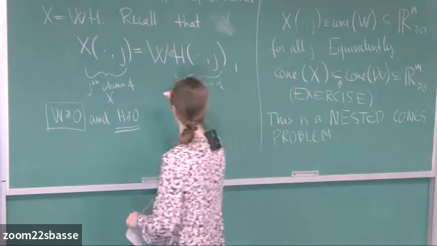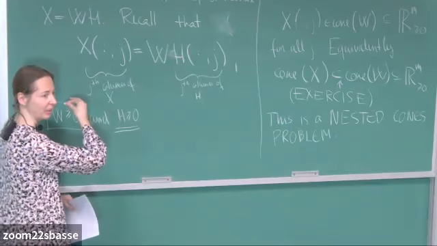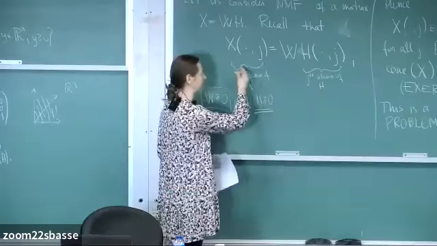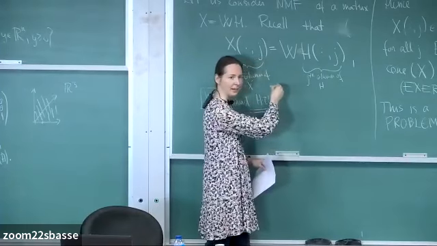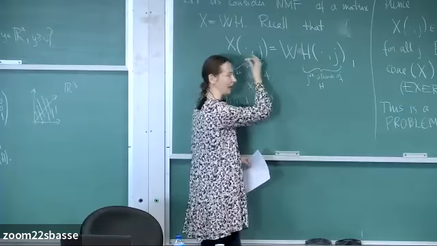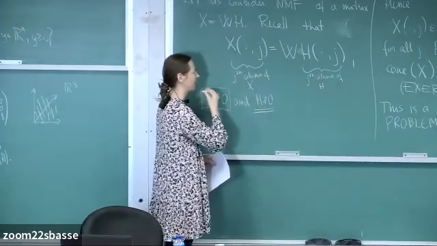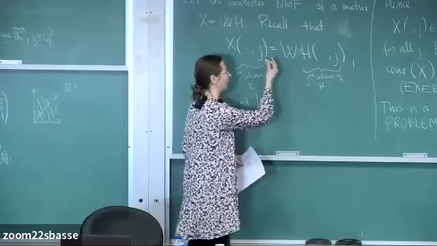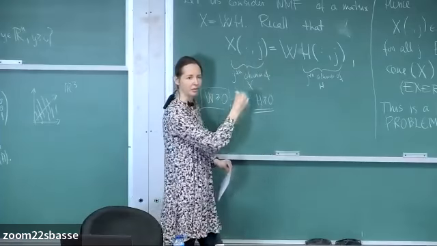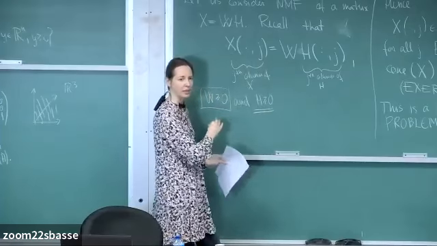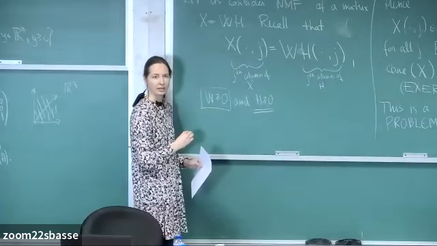And one way to see it is that we could transpose everything here. Then we get X transposed is equal to H transposed times W transposed. And if you think of the columns of X transposed, they are rows of X, and the columns of H transposed are rows of H. So everything that is columns here becomes rows. So maybe using transposition is the easiest way to think of it.